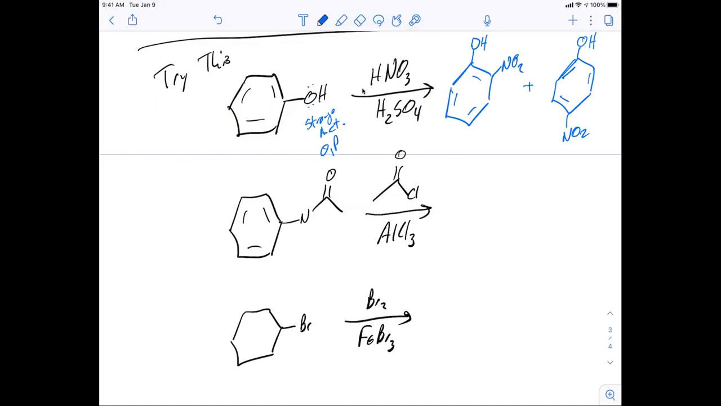Okay, let's take a little bit more time on the next two. Because the OH is not very steric, I don't see much steric effects, so I'll see both of these in pretty good amounts. And the bottom one, I meant to be a benzene. So sorry about that.